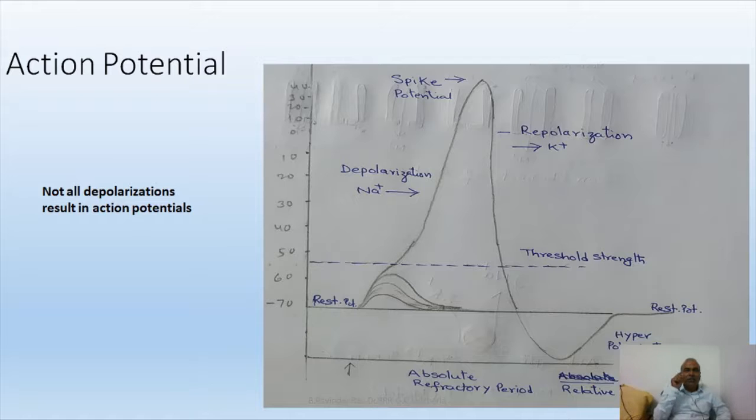If you give a stimulus having minus 55 threshold strength, sodium voltage-gated channels will open. Because sodium is highly concentrated outside, it tends to diffuse inside. Because of this influx of sodium, the inner positivity rises and touches plus 30 or plus 40. Okay? And that is called the spike.